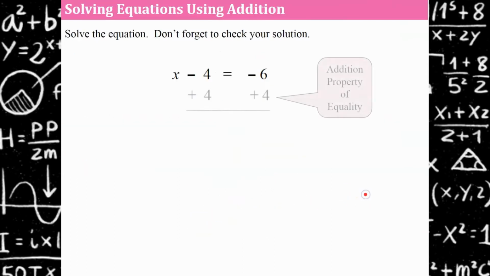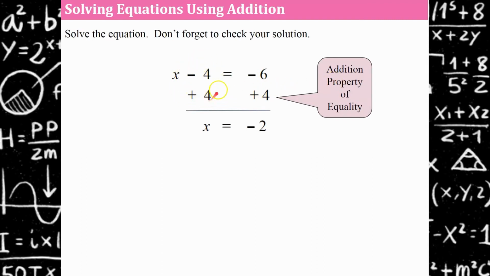All right, let's try a few examples. So we want to solve this equation, and we don't want to forget to check our solution. So in the previous slide, I focused on the properties that we use to solve it. As we move forward, I'm also going to focus on, I want you checking your solutions. So let's see, we have x subtract 4. So the inverse property of subtract is to add. So I'm going to add 4 to each side using the addition property of equality.